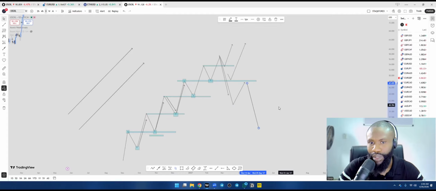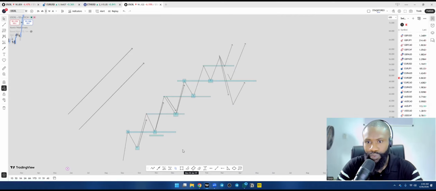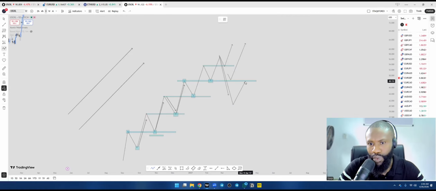So price is changing direction to continue downward. Are you getting me? So now this is what we are expecting. Now we'll look for an opportunity to sell from here and take our profit on this lower low. So we'll have something like this.